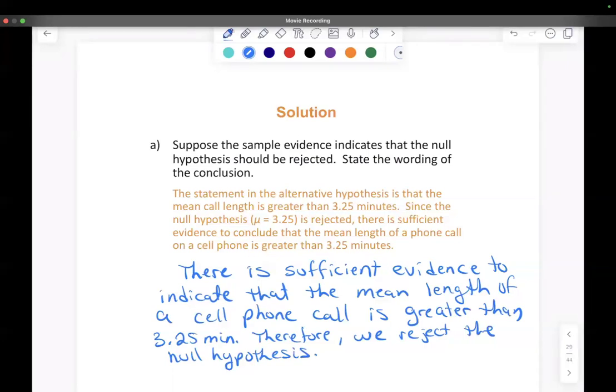So obviously, word for word, you don't have to write it like this. But when you're taking your test and you're writing your conclusion, I would like it to look something like this. I would like you to tell me what the evidence is, and I will explain that later. I would like you to explain how you know, and then I want you to tell me whether you reject or fail to reject.